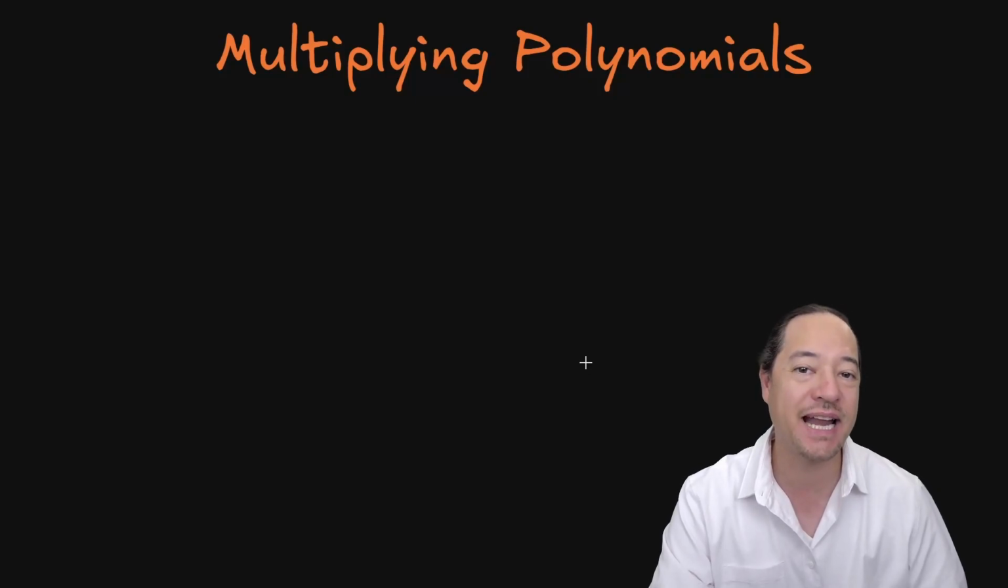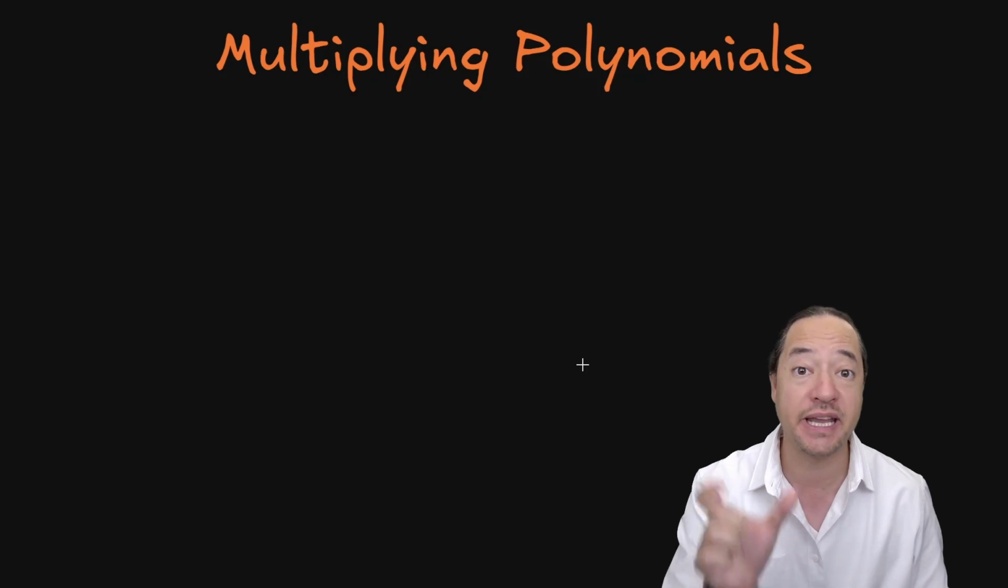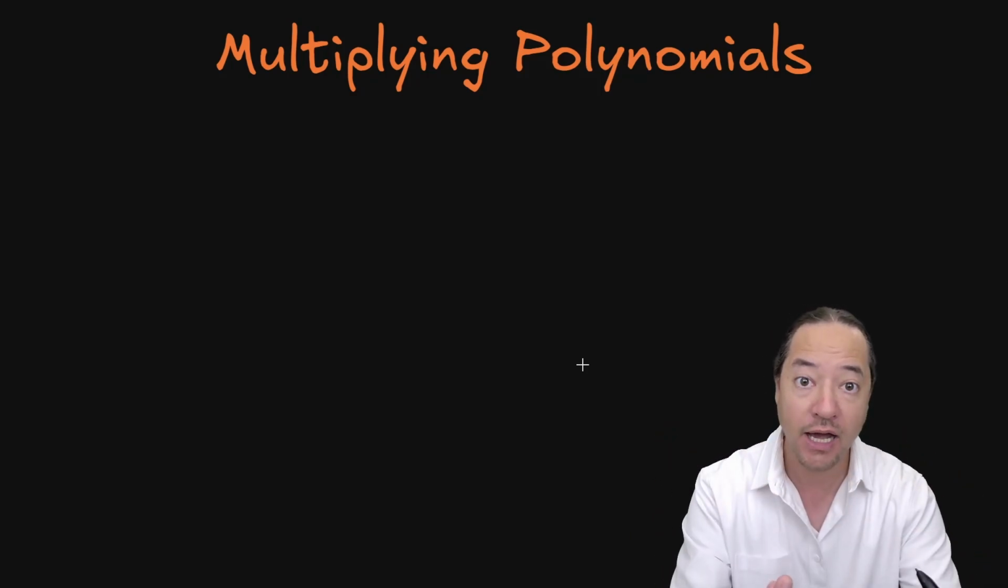Hey there! Today we're looking at how to multiply two polynomials together. To get started, let's take a look at multiplying a binomial with a monomial. How do we do that?